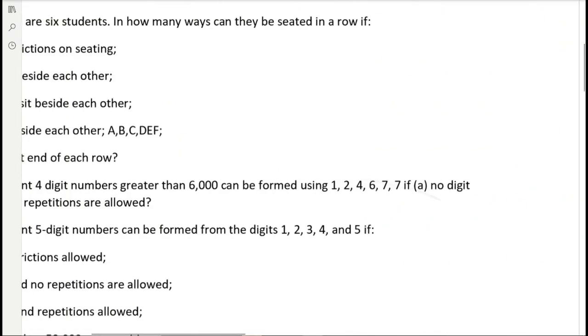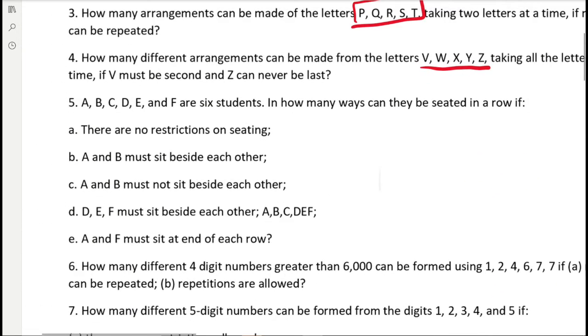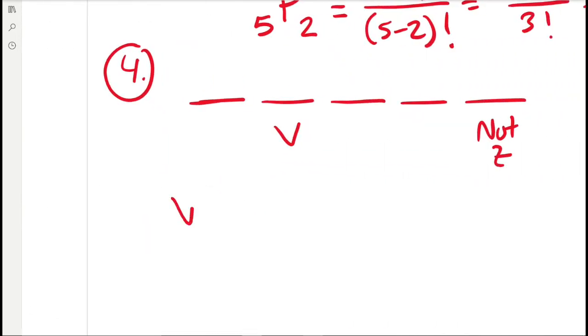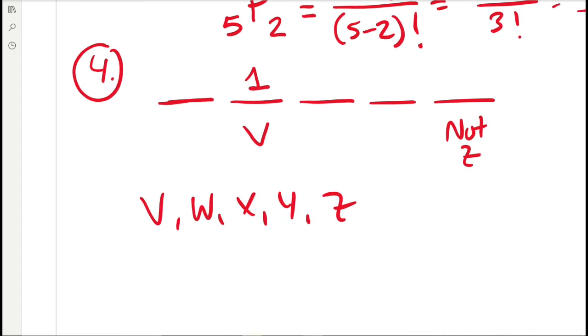So I'm going to go ahead and write down the letters that we have here. We have V, W, X, Y, Z. So those are my five letters. Now, there's only one way of choosing the second letter because it has to be the letter V. So there's only one way of doing that. Now, for the last slot, if I choose V, I have four letters to choose from. However, the last slot cannot include the letter Z, so therefore I only have three letters to choose from for that last slot.